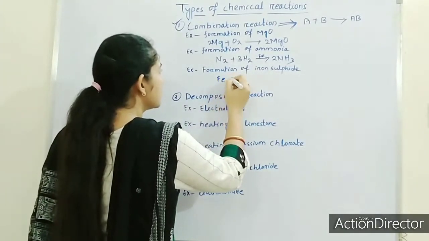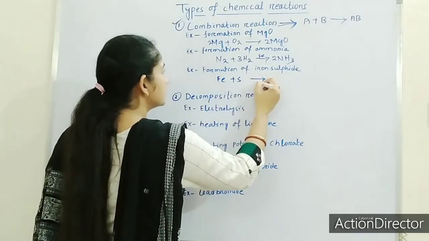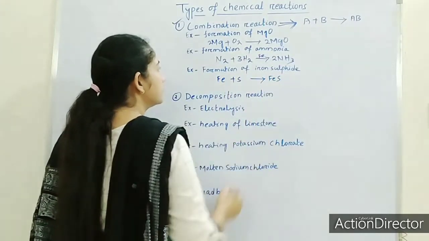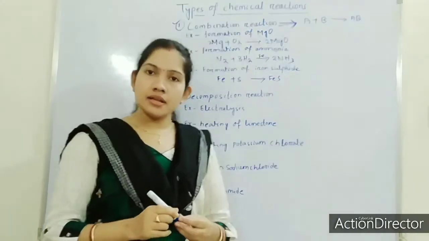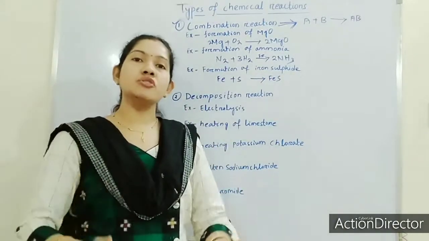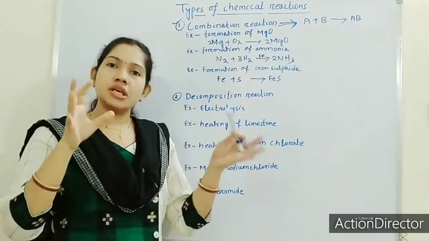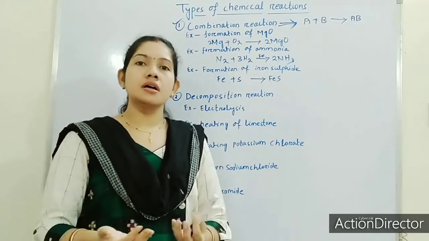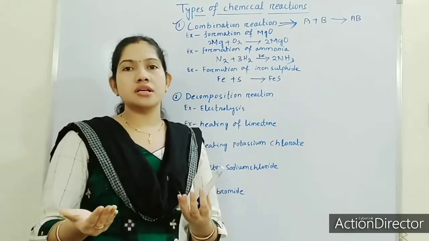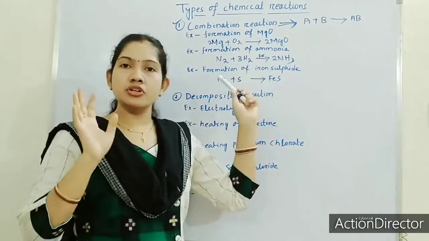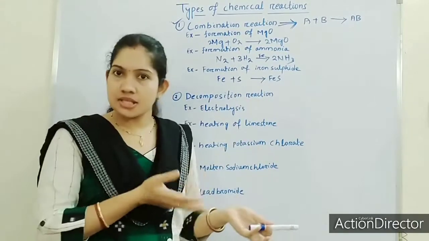Next, formation of iron sulfide. This one also we have done, I think. Iron and sulfur combine to form iron sulfide. So these are some of the combination reactions. These are already given in your book, that's why I have discussed these examples only.